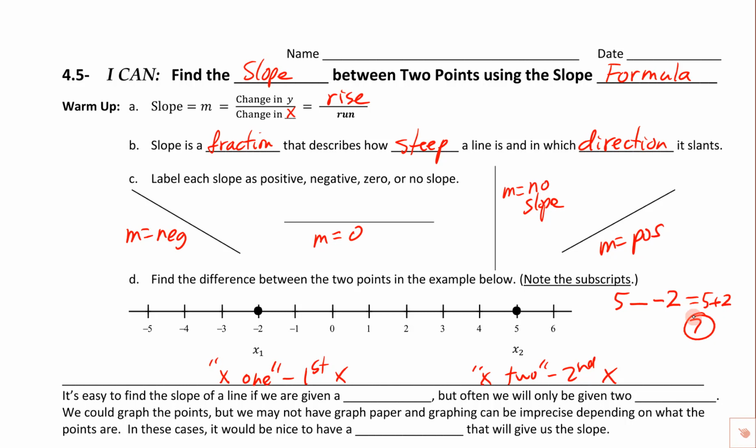And I want you to take note of the subscripts. This would have been x2 minus x1. That's what we would have done if we wrote it down in subscripts. So we take the second x, we subtract the first x.